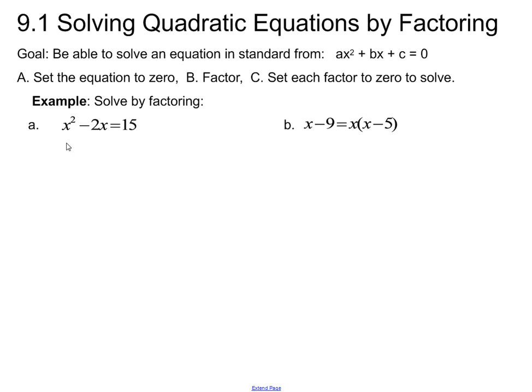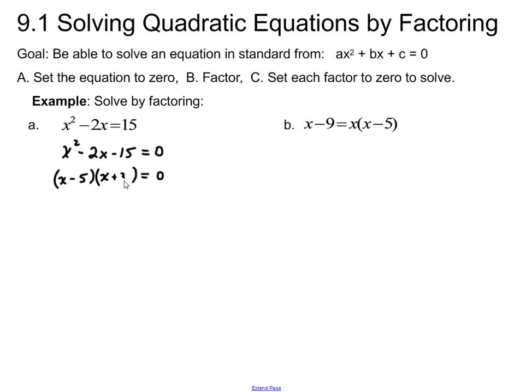For example A, I've got x squared minus 2x equals 15, and in order to solve by factoring, I must set it equal to 0 by subtracting 15 from both sides. So I would write x squared minus 2x minus 15 is equal to 0. And so I would need to factor, and in this particular case we can factor pretty directly. We know that x must be the first term in each of the two binomial factors that we found, and we need to find two factors of negative 15 whose sum is negative 2. And the answer to that, of course, is negative 5 and positive 3.